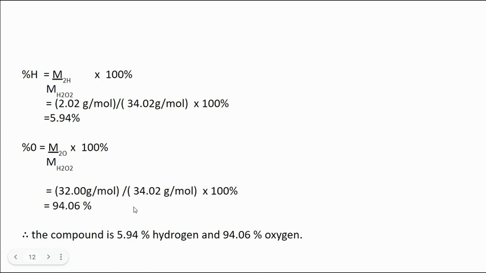The other way you could do this, if you're feeling rather confident, is once I know that this is 5.94%, if you didn't want to go through this whole calculation, you could just subtract that from 100 because there's only one other element. So if I subtracted that from 100, that would give me oxygen and you'd get the same value. So overall, the percent composition we can find, in this case, using that exact same formula, but just using molar mass instead of mass in grams.